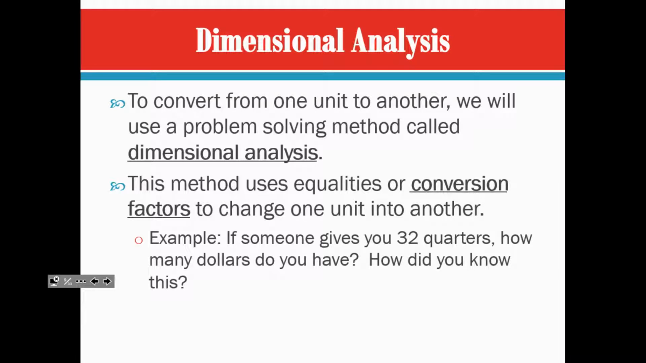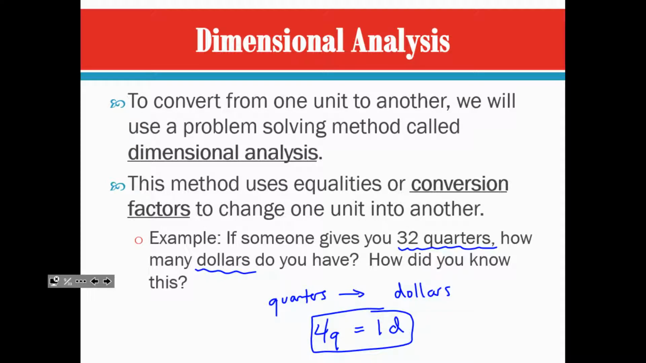So for instance, here's an example. It's not in your notes, so don't worry about it, but if someone gives you 32 quarters, how many dollars do you have? Well, a lot of you would see 32 quarters and immediately think, okay, $8, I got $8. But how did you know that? You needed to know for this specific problem a conversion factor from quarters to dollars. And perhaps you know that for every 4 quarters, that equals $1. This is what we call a conversion factor.